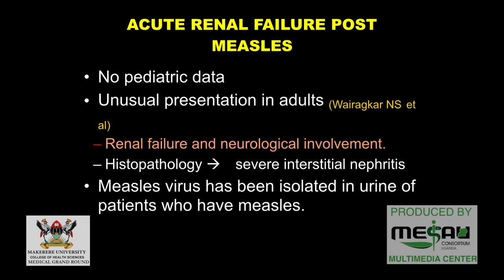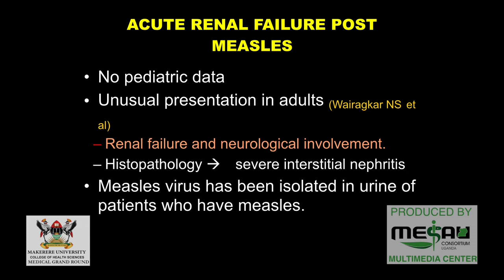Then acute renal failure post-measles: I didn't find any pediatric data, but there was an unusual presentation in adults. I saw an article that presented 3 cases. All of them presented with renal failure and some neurologic involvement. Of these 3 patients, 2 died and 1 recovered with sequelae. The renal histopathology in these patients revealed severe interstitial nephritis. This also implies that there was direct invasion of the measles virus into the kidneys. So this answers Dr. Jean's question when she asked what caused the acute kidney injury in this patient.